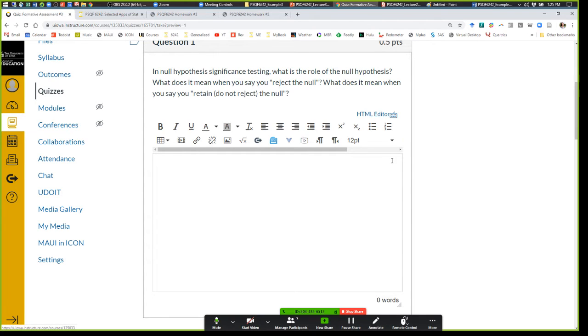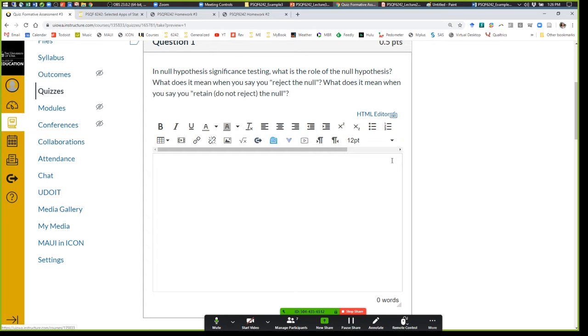What does it mean when you say you reject the null? Give me all the synonyms you know for this term. Unexpected. Do not. So reject the null is unexpected, is significant or non-significant? Significant, yes. I almost said insignificant. That's how tired I am. Don't say insignificant. That's a value judgment, not a statistical term.